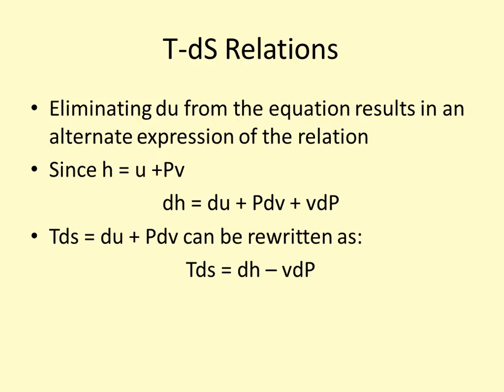We can also replace in this equation, we know that H is equal to U plus PV, so enthalpy is equal to internal energy plus pressure times specific volume. We can rearrange this equation and replace something. So dH is equal to dU plus PdV plus VdP. So if we take the derivative of this equation, dH is equal to dU, and then when we differentiate this, it's PdV plus VdP. So we have to integrate by parts.